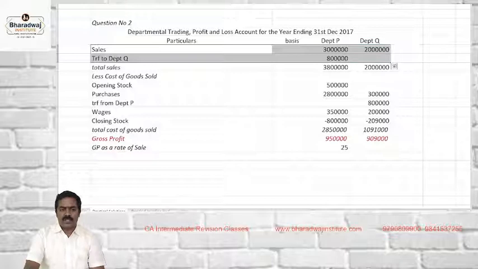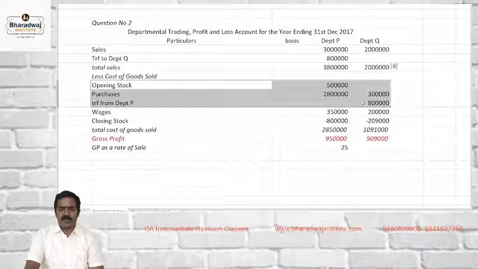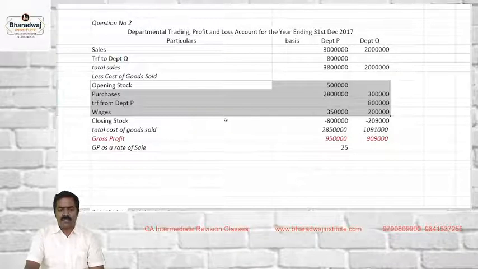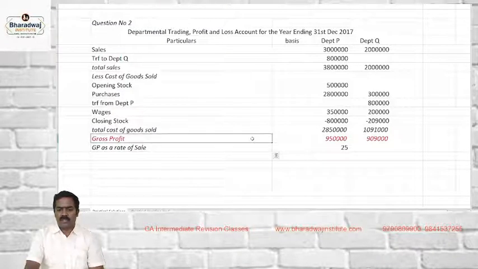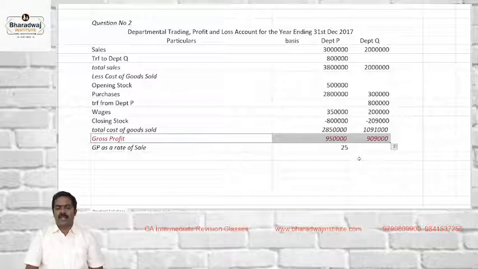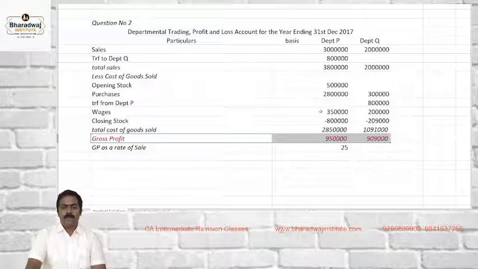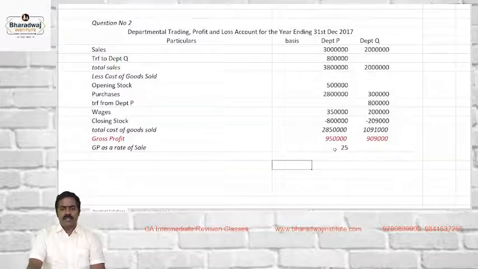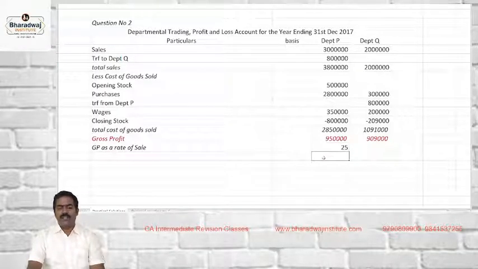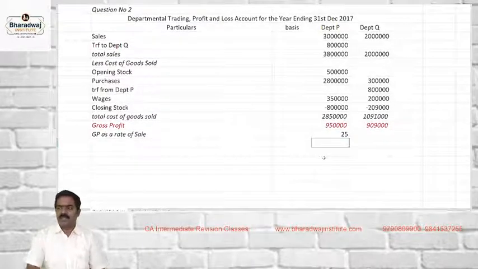Sales and transfers on the credit side. Opening stock, purchases, this transfer for Q, wages on the debit side. Closing stock on the credit side would have given you a net gross profit of how much? 9,05,000 and 9,09,000. How to work out the GP ratio? Gross profit divided by sales plus transfer into 100. It will give you 25%. Then charge all the other expenses.